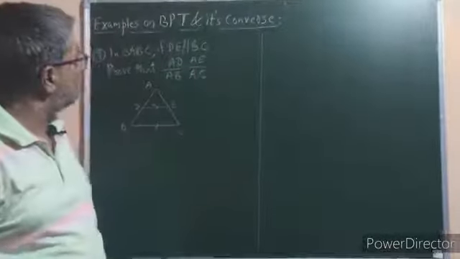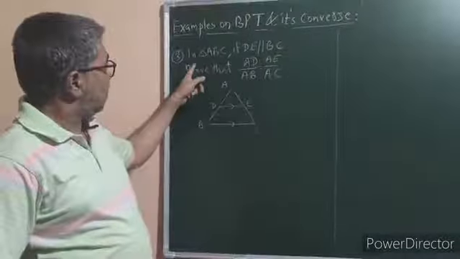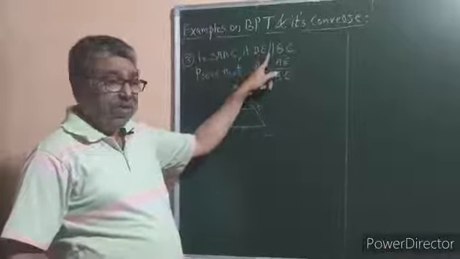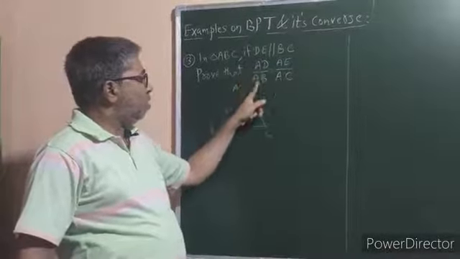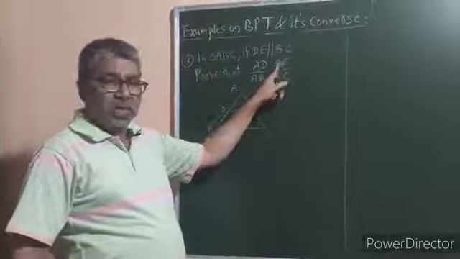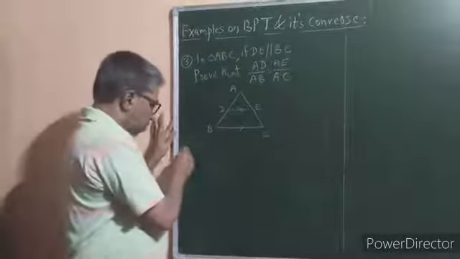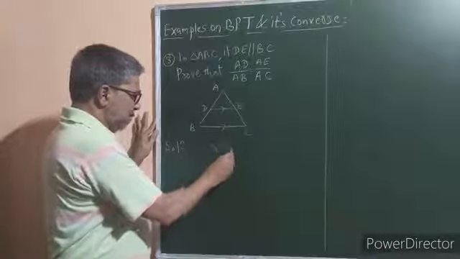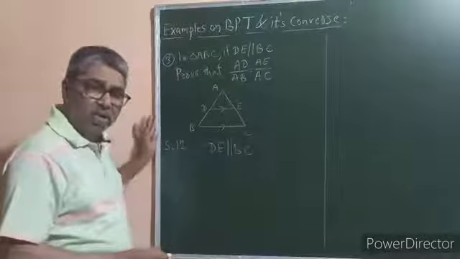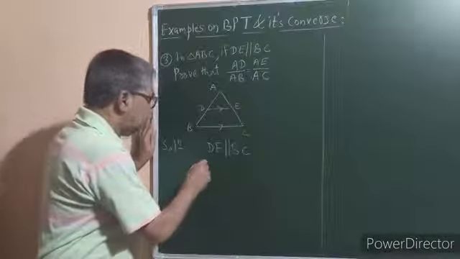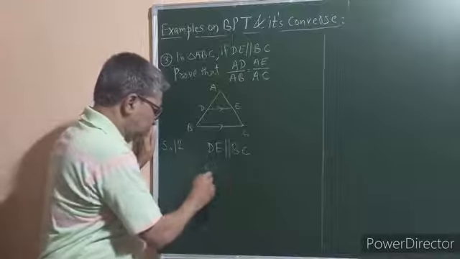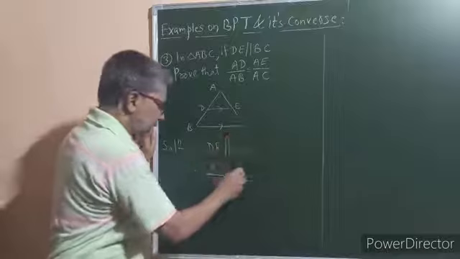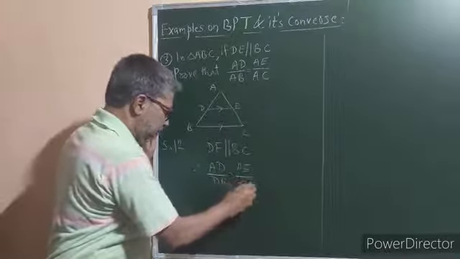So dear students, let us solve the third example. The example here is, in triangle ABC, if DE is parallel to BC, prove that AD upon AB will be equal to AE upon AC. So let us solve this problem. Solution: since DE is parallel to BC, therefore by Thales theorem AD upon DB will be equal to AE upon EC.